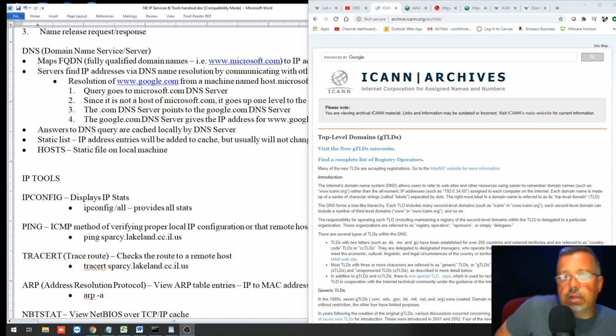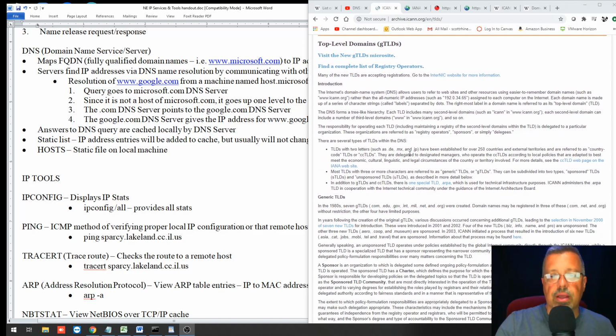Okay, now we're going to talk about ICANN and DNS resolution, and this is a section that is important. You need to understand it, but you're not going to have any specific questions about this on the test. We've already talked about part of this. This actually is from the ICANN archives.